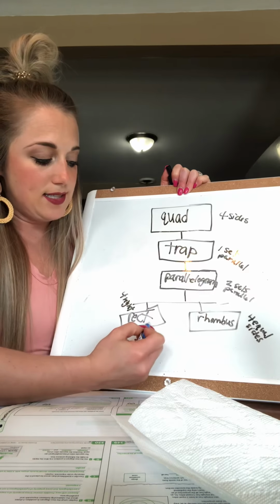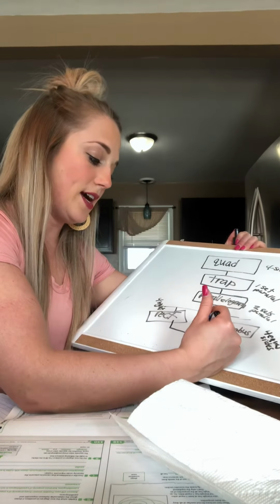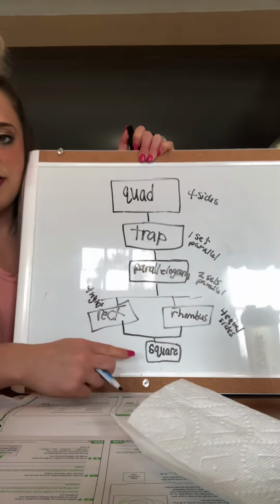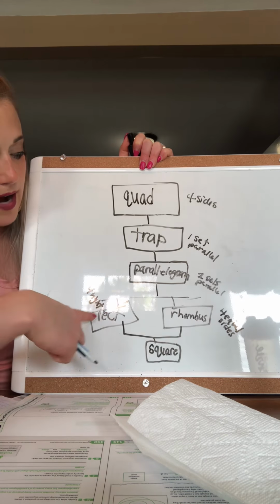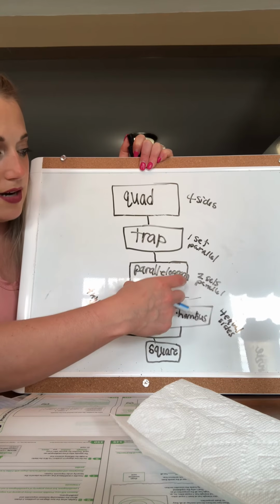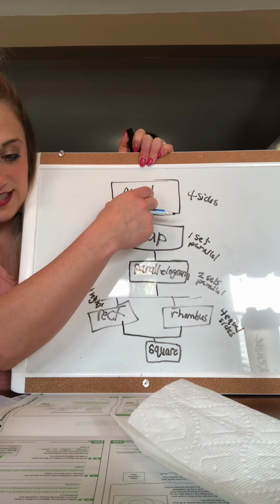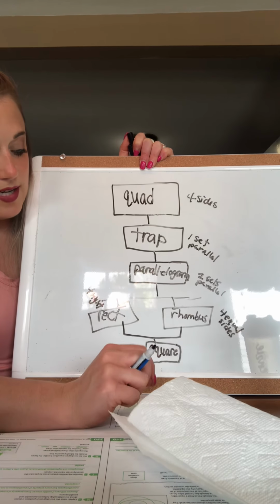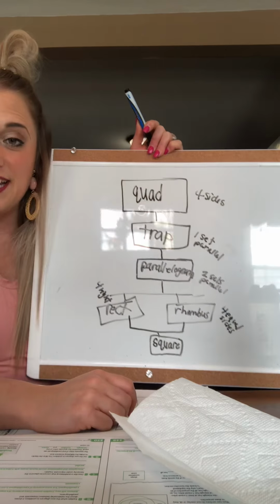And then if you basically combine the rectangle and the rhombus, you get a square, and that's the most specific you can get, because a square does have four equal sides and four right angles, which has two sets of parallel, which has one set of parallel, which has four sides. Therefore, the square is the most specific, and the quadrilateral is the most general.